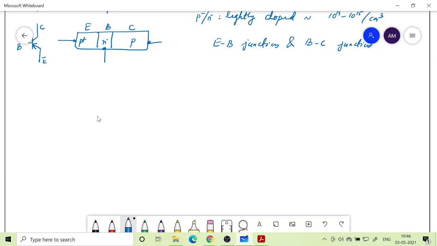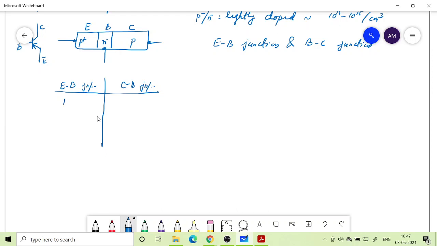So the voltage should be applied in such a way that one of the 4 modes should always be selected. There are 4 modes possible, depending upon the voltages that will come across these 2 junctions. There are 2 junctions, and each junction can be independently forward biased or reverse biased. So the emitter base junction and the collector base junction, you can call it the base collector junction also. It's the same thing. It's referring to whatever junction is between base and collector.